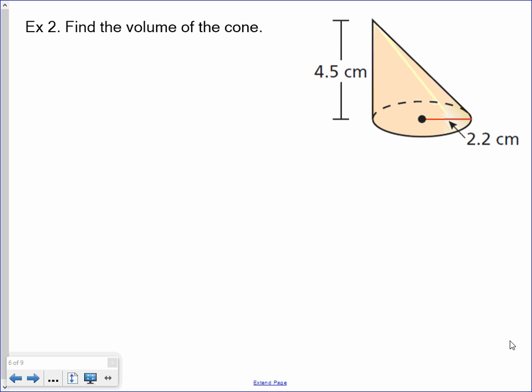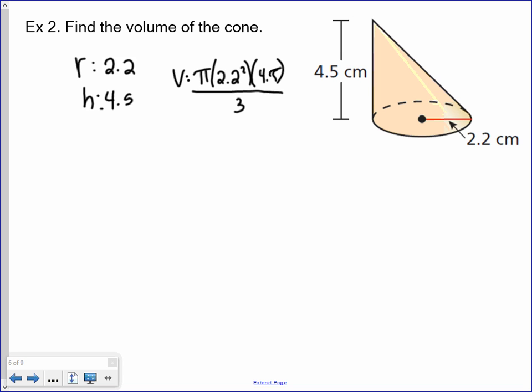Zach, what's the radius? And then your normal altitude height is 4.5. So plug that in, we get pi times 2.2 squared times 4.5 divided by 3. Don't forget to divide by 3. 2.2 squared, somebody help me out. 4.84?